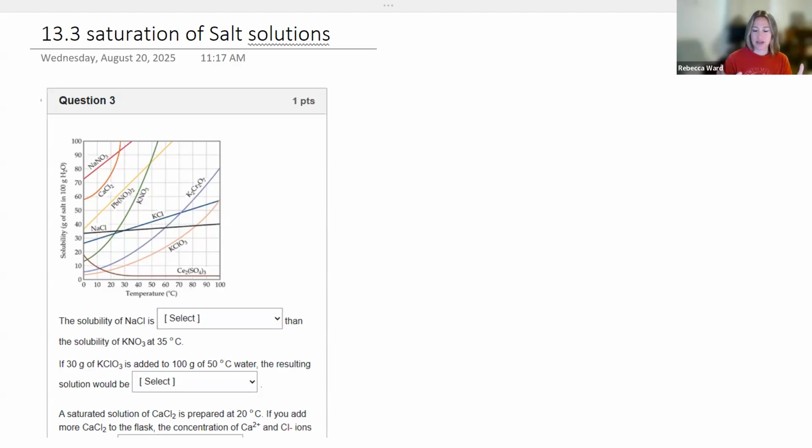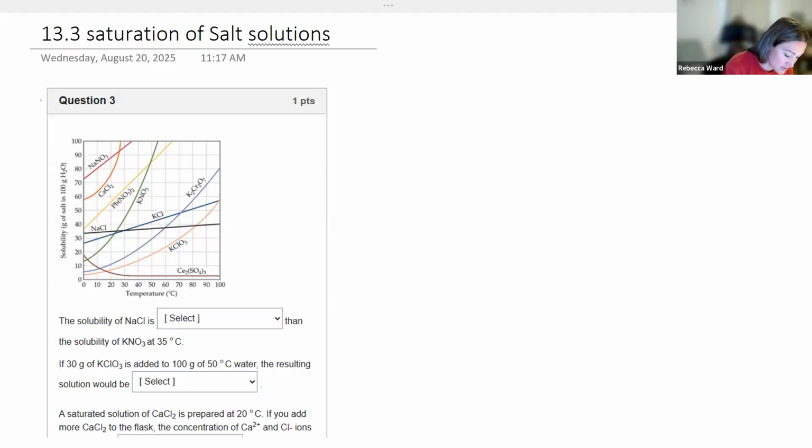So I know you're going to rush on exams, but take a deep breath, look at those axes, make sure you know what you're looking at, and then dive into the question. So our first one here is: the solubility of NaCl is blank, greater than, equal to, less than the solubility of KNO3, potassium nitrate, at 35 degrees Celsius. All right, so this is really just graph interpretation. Can we find the things on the graph and come to the right conclusion?